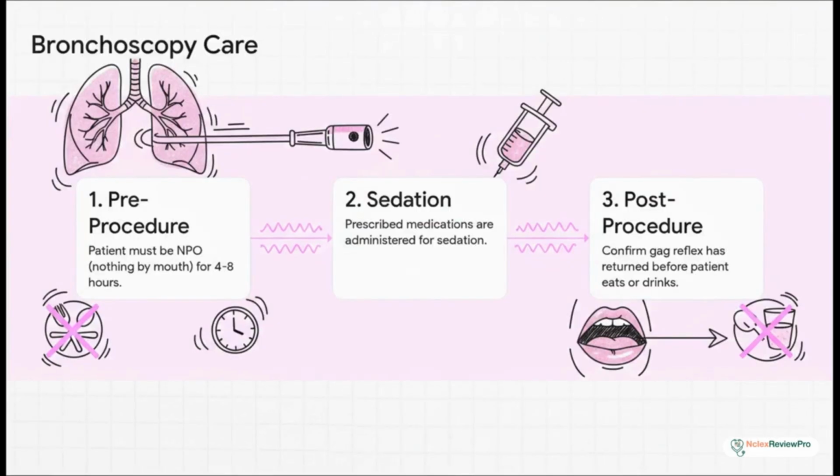And sometimes you need to get an even closer look. A bronchoscopy is when we actually send a tiny camera down into the airways. The prep and follow-up care here are critical. The patient can't eat or drink for several hours beforehand and afterwards, and this is the big one. We absolutely have to check that their gag reflex has returned before they have anything, even a sip of water.